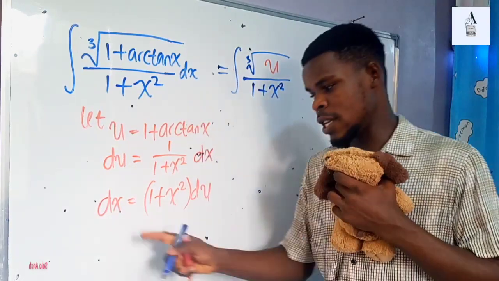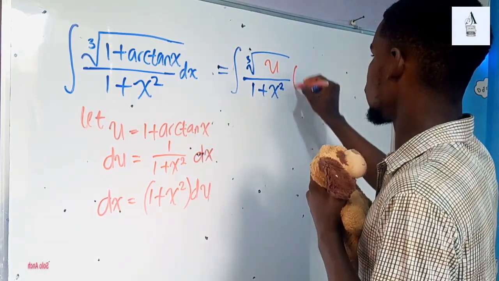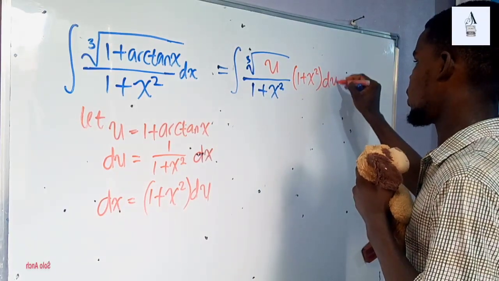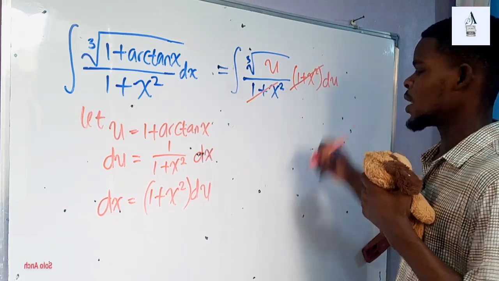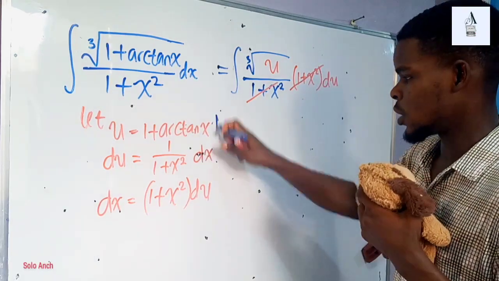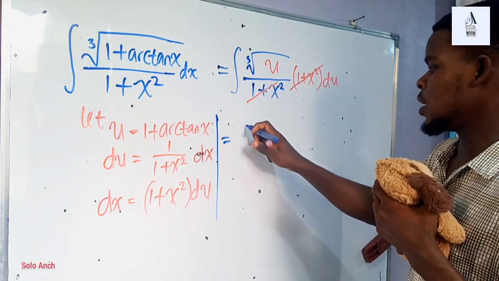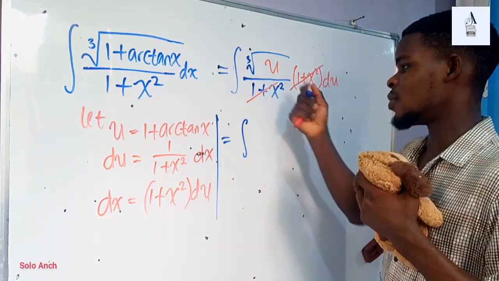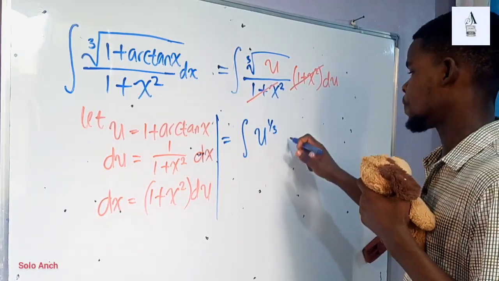Then dx, well, here dx is 1 plus x squared du, right? So in place of dx, we're going to put in 1 plus x squared, and then we put the du over here. As you can see, the denominator here and this term are completely equal to each other, so we cancel them like that. What we have here is the integral of u raised to the power of 1/3. That's what it means to be the cube root of u.